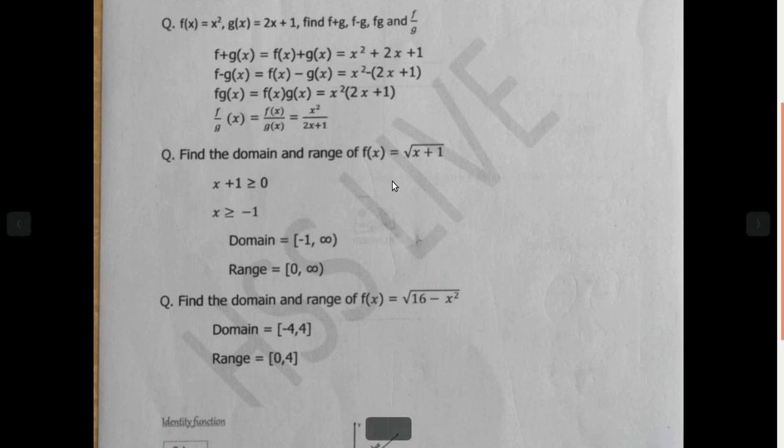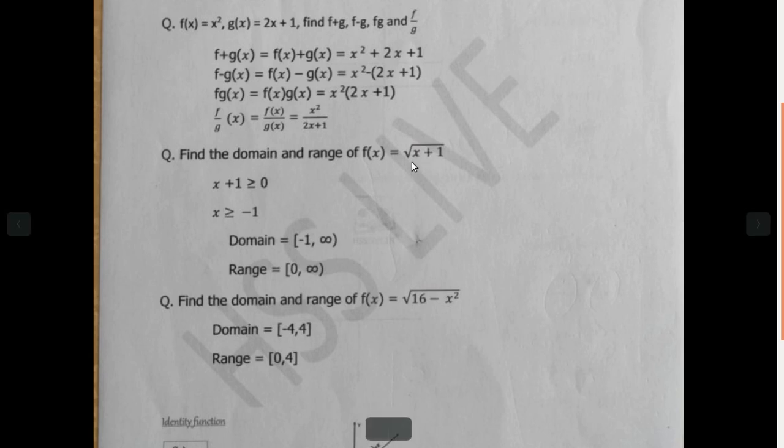Find the domain and range of f of x equal to root of x plus 1. So for that we have to find the domain and range. Domain means the set of all possible values for x. What happens when x equal to minus 1? Minus 1 plus 1 is 0, root 0 equal to 0. So minus 1 is possible.